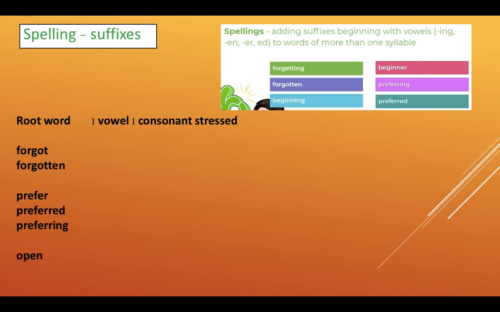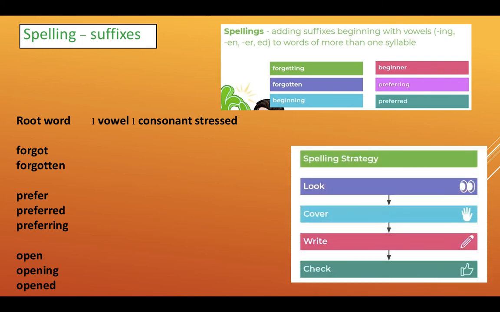Now we have an exception to the rule. We have open. Open has 2 syllables. Now if we break it into its 2 sounds, op-n, the second syllable, n, is not stressed. So therefore, because it's not stressed, we do not double the n, we just add 'ing'. Or, because the second syllable is not stressed, we just add 'ed'. That's our rule. So remember your spelling strategy. These are not difficult, but I will be giving you others so that you can apply the rule.